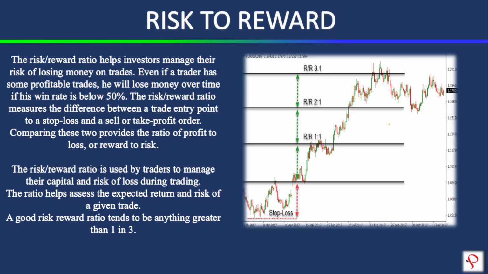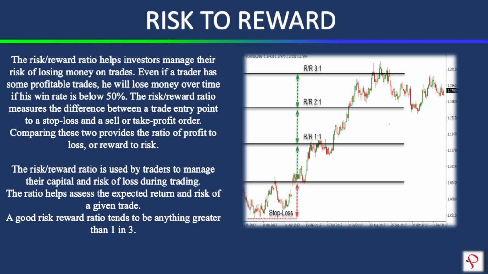Now let's talk about risk to reward. This is very essential for forex traders. The risk to reward ratio helps investors manage the risk of losing money on trades. Even if a trader has some profitable trades, he will lose money over time if his win ratio is below 50%. The risk/reward ratio measures the difference between a trade entry point to a stop loss and a sell or take profit order. Comparing these two provides the ratio of profit to loss, or reward to risk. The risk to reward ratio is used by traders to manage capital and risk of loss during trading. The ratio helps assess the expected return and risk of a given trade.